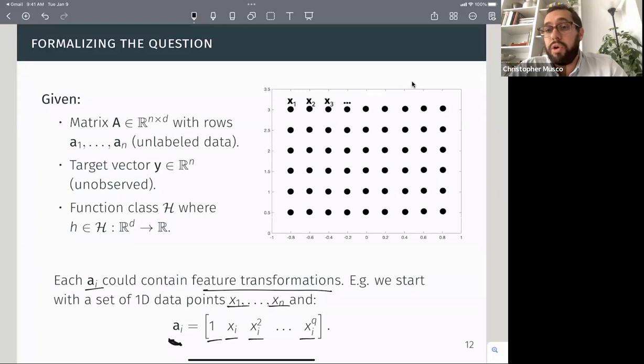Or my x's could be in two-dimensional space, and I might be fitting two-dimensional polynomials by putting all the polynomial features in my rows of A. An important thing: D is our number of features. It's not necessarily the intrinsic dimension of the problem, the original dimension of the problem we're solving. Okay, so that's the setup.